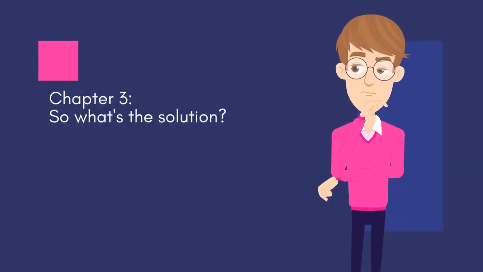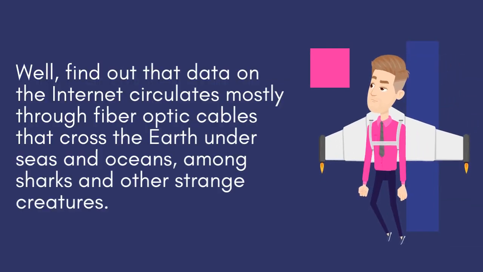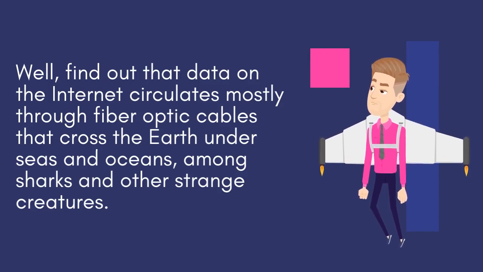Chapter 3. So what's the solution? Well, find out that data on the internet circulates mostly through fiber optic cables that cross the earth under seas and oceans, among sharks and other strange creatures.